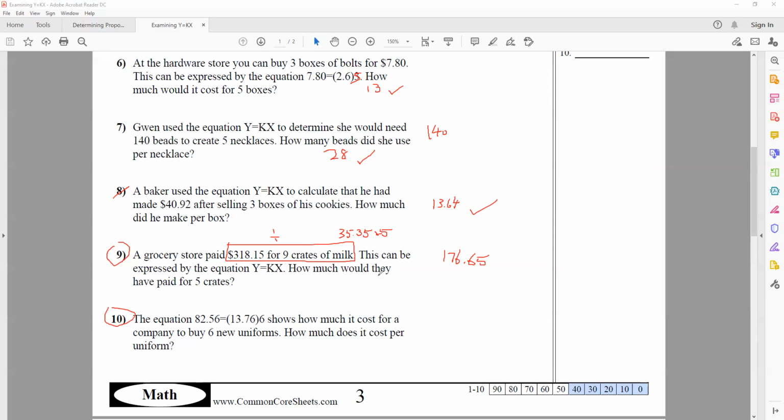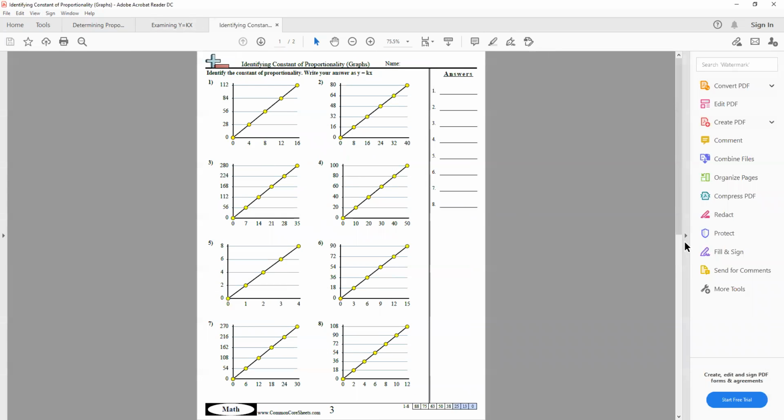Well, that's just 13.76. You don't even have to, they already give you this. This inside the parenthesis, that's how much for one, okay? Good. So that goes to your second assignment. The next one is proportion graph.